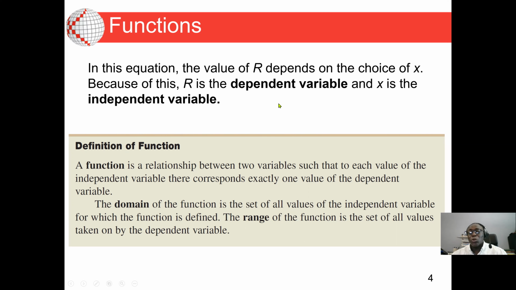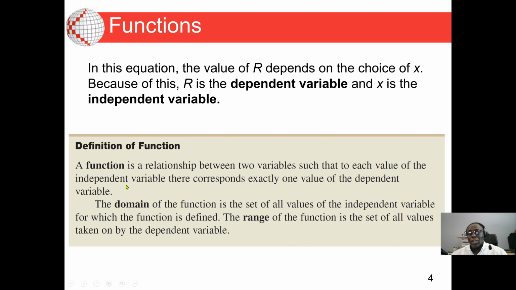And in some textbooks, the dependent variable is called the output variable, and the independent variable is called the input variable. So next we go to the function. A function is a relationship between two variables such that to each value of the independent variable there corresponds exactly one value of the dependent variable.